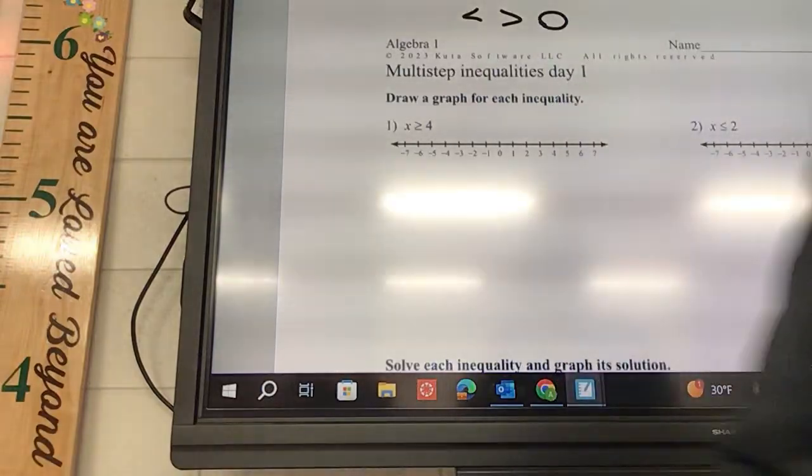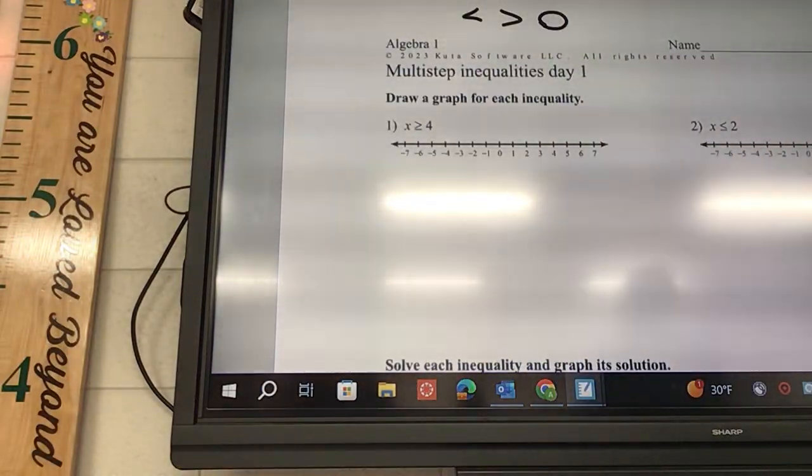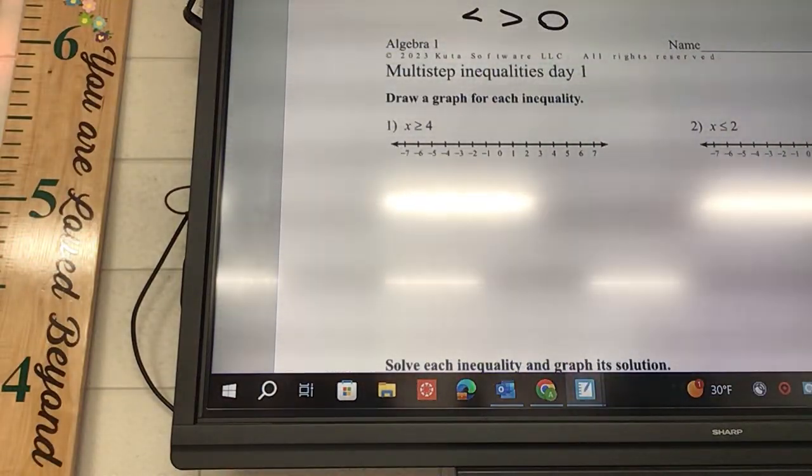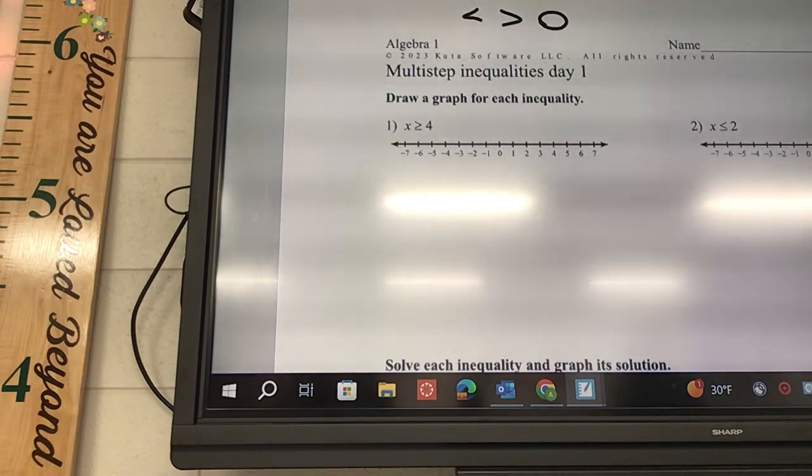To flip the sign when? When do we flip the sign? Wait, when we divide. Yeah, when we multiply or divide by a negative.